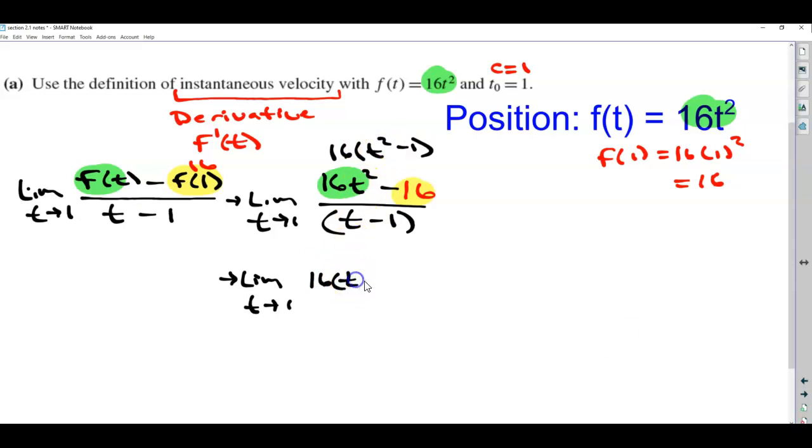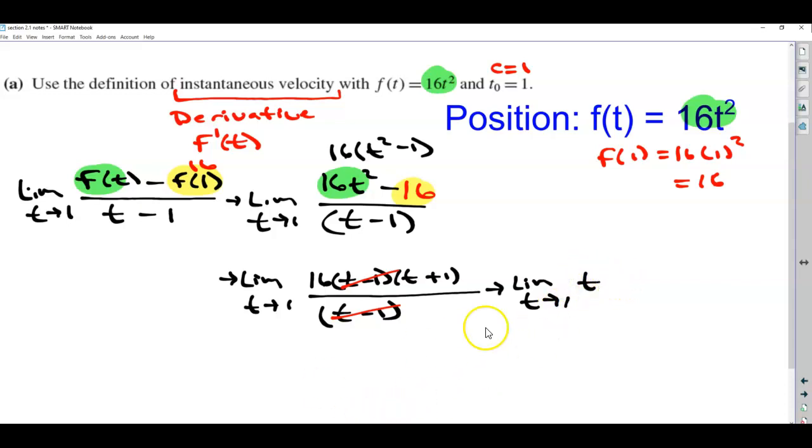So factoring that, we get t minus 1 times t plus 1. And you can kind of see why people use x's instead of t's, because especially my writing, it gets kind of sloppy. Well, look at that. By factoring the difference of squares, a t minus 1 reduces out. And what's left over is a limit that we can actually evaluate by plugging in 1.